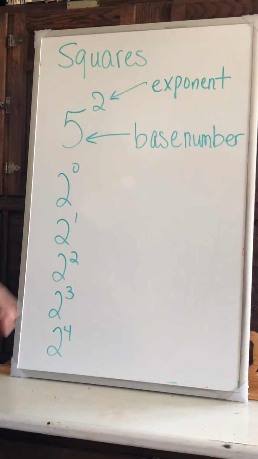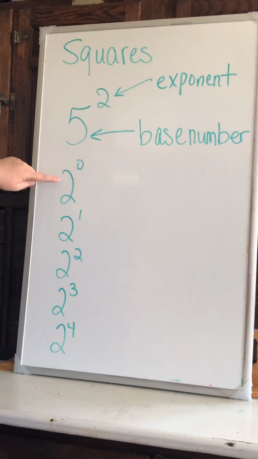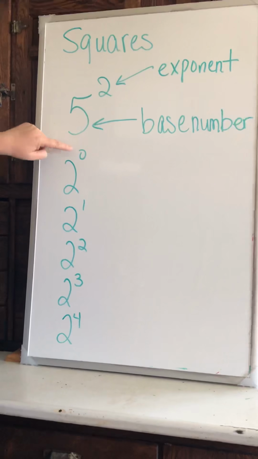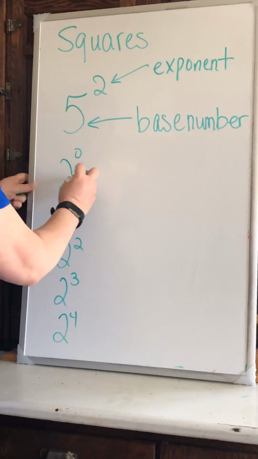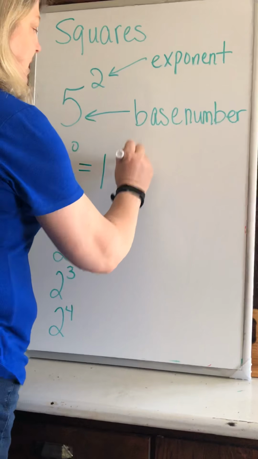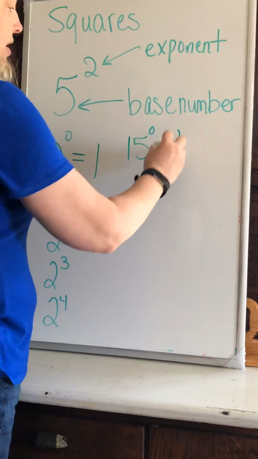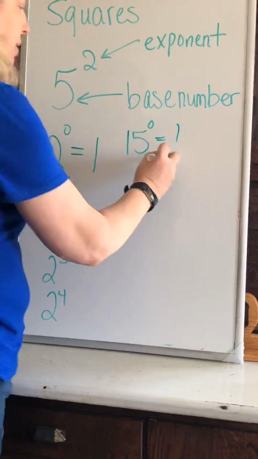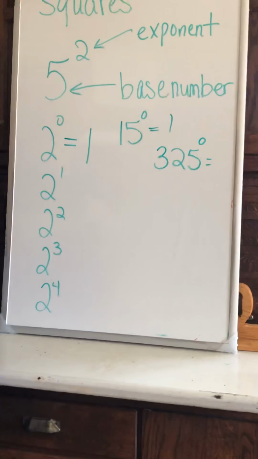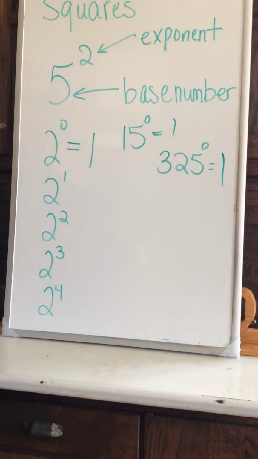Okay, so starting out with the base number of 2, I'm going to show you how that works. If you have a base number 2, and any time you have a 0 for an exponent, your answer is always going to be 1. Let's say you have a base number of 15 with an exponent of 0. Your answer is 1. If you have a base number of 325 with a 0 exponent, your answer is always going to be 1. Okay, the rest of this works a little differently.